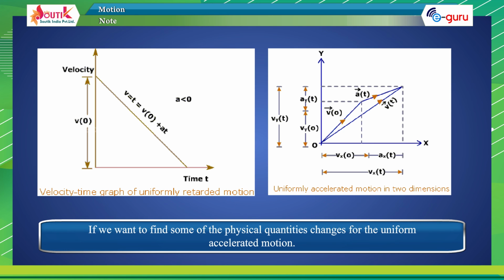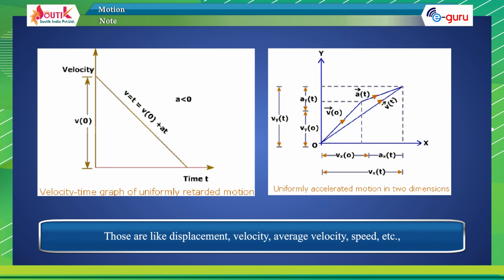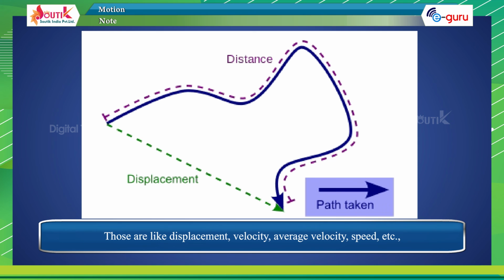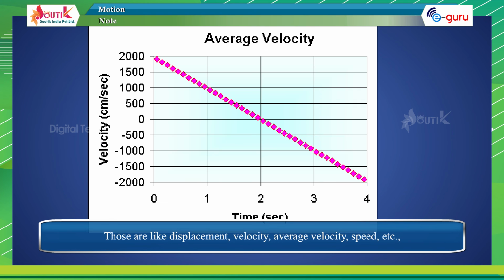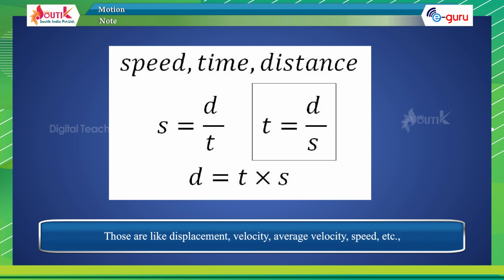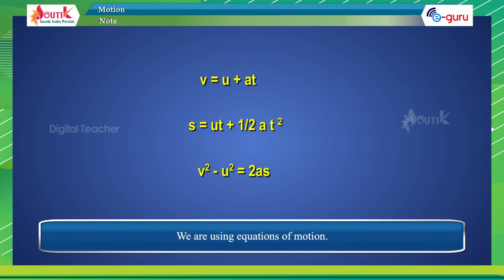If we want to find some of the physical quantities that change for uniformly accelerated motion, like displacement, velocity, average velocity, speed, etc., we use the equations of motion.